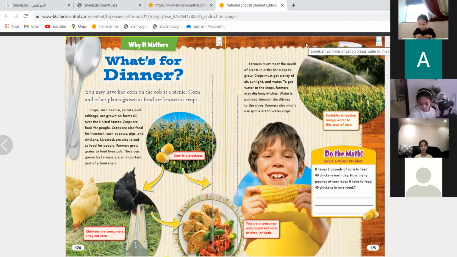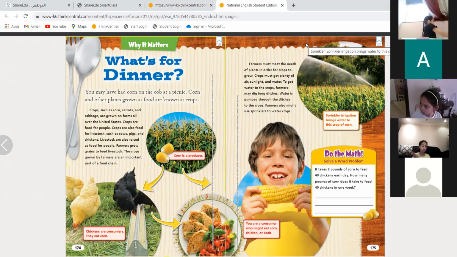Corn is a producer. Habibi, why are you always ahead of us? You have to wait for the teacher and for the explanation. And then when I ask, I would love to hear your answer, okay?